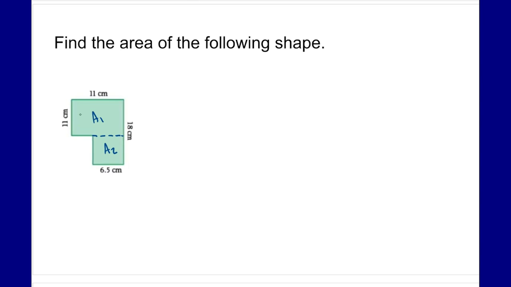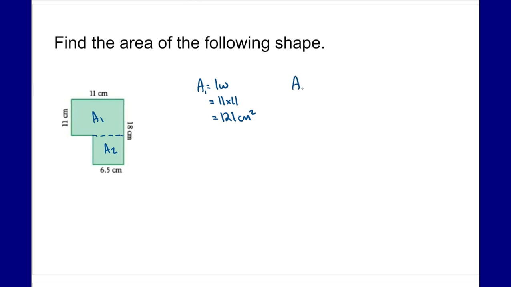The area of the first one is relatively straightforward. We see that it's 11 by 11. The area of a rectangle, or any four-sided figure like a rectangle or square, is just length times width. So in this case, 11 times 11, we get 121 centimeters squared. That's the area of the first one.